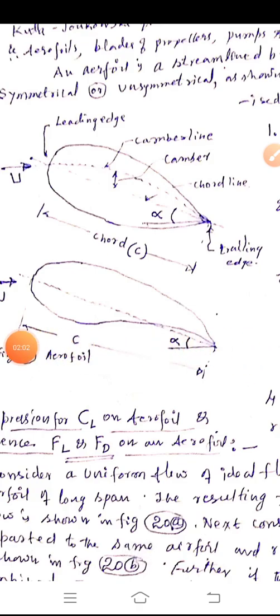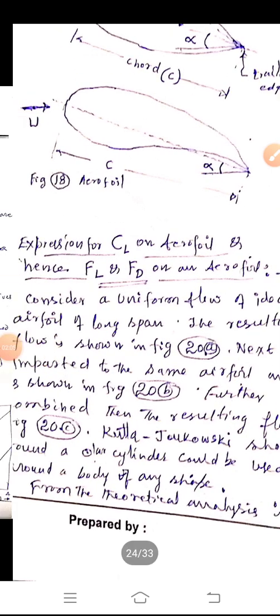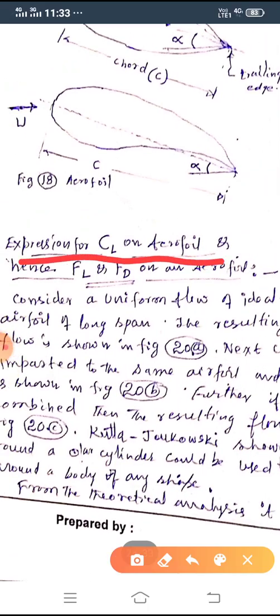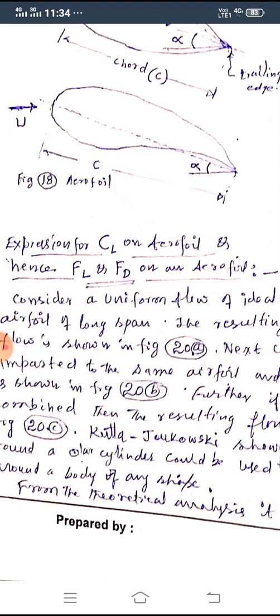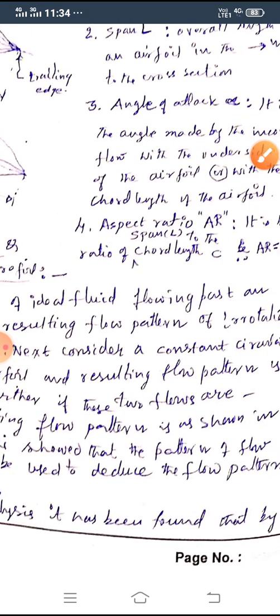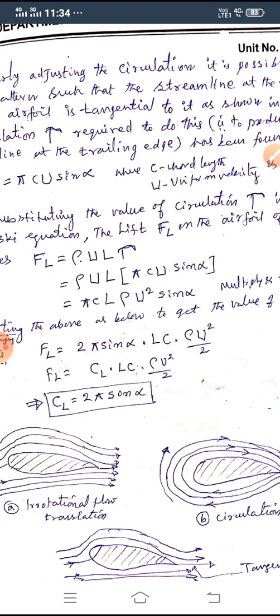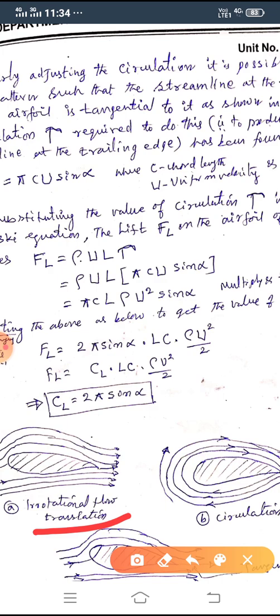Okay. Now, the expression for CL on an aerofoil, and then we can find FL and FD, that is lift force and drag force on the aerofoil. Consider a uniform flow of ideal fluid past an aerofoil. Then the flow pattern is as shown in figure A here, that is translation.